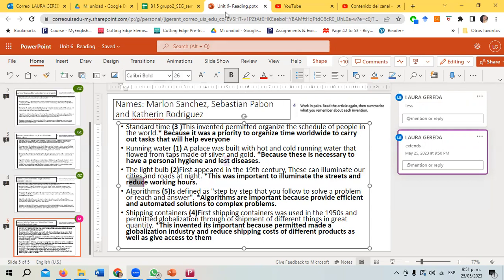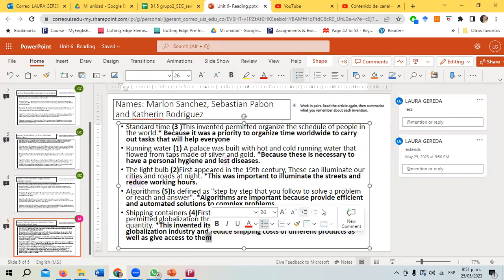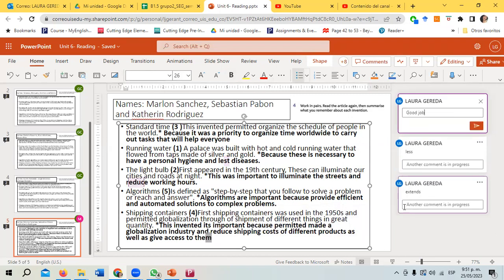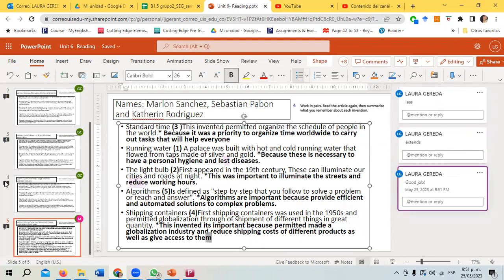Number four was Sebastian. We chose number four, shipping containers, because this event is important because it permitted globalization of industry and reduced shipping costs of different products as well as gave access to them. And finally, we chose algorithms because they are important because they provide efficient and automated solutions to complex problems. All right, guys, very good.